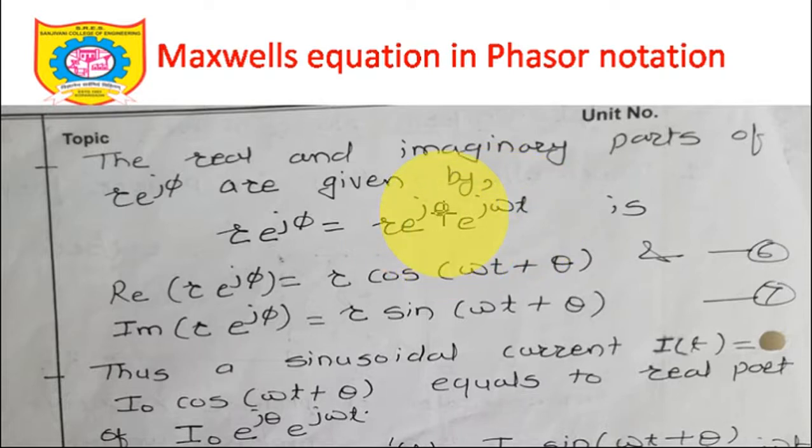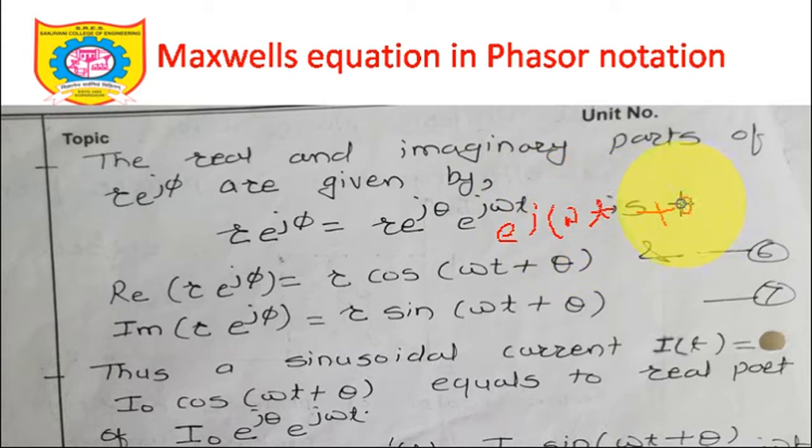So r e raised to j theta into e raised to j omega t. Now, if I write this form r e raised to j theta, I can write it as cos theta plus j sin theta. Can I write e raised to j omega t as cos omega t plus j sin omega t? Yes. So if I combine them and replace phi with omega t plus theta, r e raised to j phi, with phi written as omega t plus theta, will be simply e raised to j in bracket omega t plus theta.